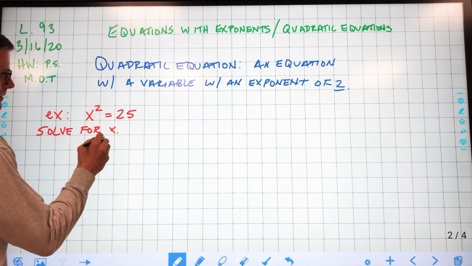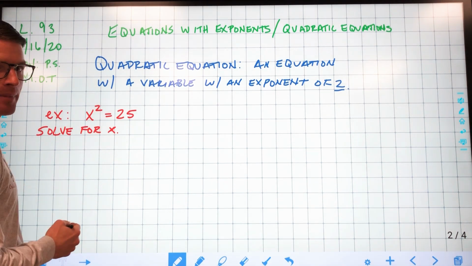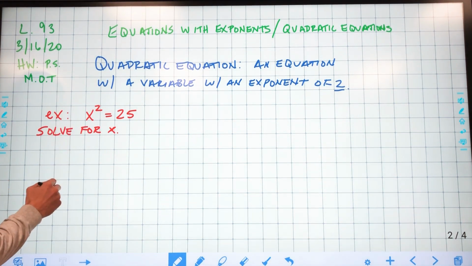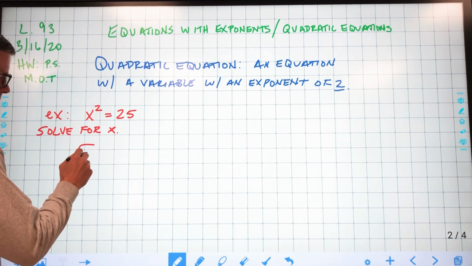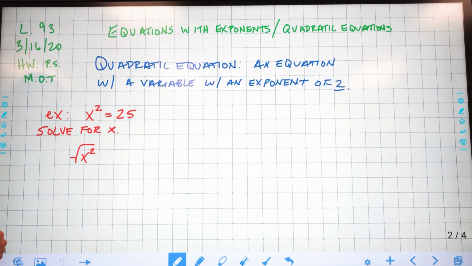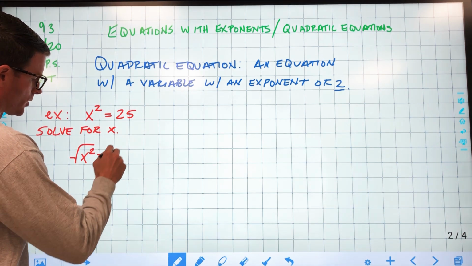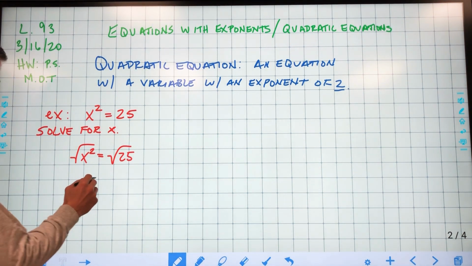If I want to solve for x, I'm going to apply a math trick for morons. I'm trying to get x by itself. So what's happening to x? It's being squared. How do I undo squaring? Well, I'm going to take the square root of x squared. So there's your math trick for morons. I'm going to apply the balance rule, so I have to do that to both sides. So I'm going to take the square root of 25 as well.